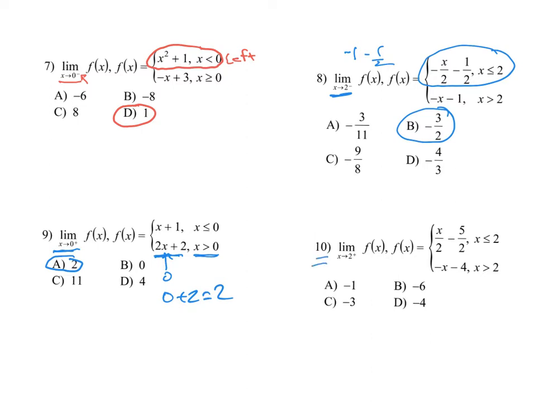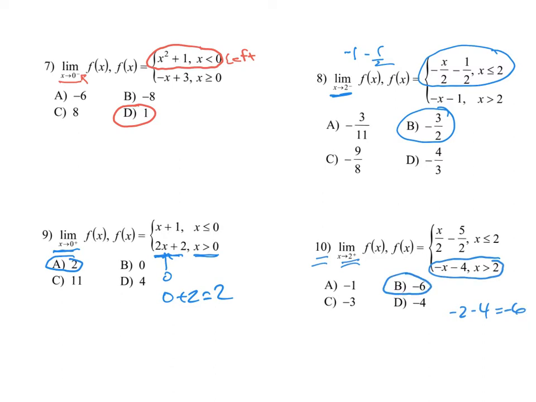On number 10, I'm coming at 2 from the positive side. So again, I want to use the rule for numbers that are greater than 2. So I'm going to have negative 2 minus 4 with direct substitution, which is negative 6. That's letter B.